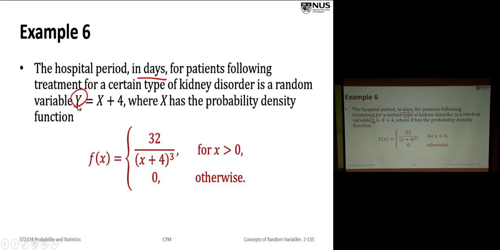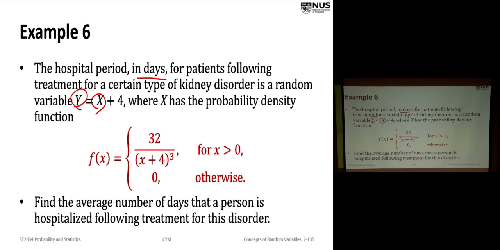Now, let me repeat it. I did not give an interpretation of x, at least in the question, in the example. But y is defined as the hospital period, the period that you stay in hospital for a certain patient. All right? And this random variable, not y, but x, follows this PDF. So we are asked, what is the expectation, average number of days stayed? All right. So we are asked to find the expectation of y.